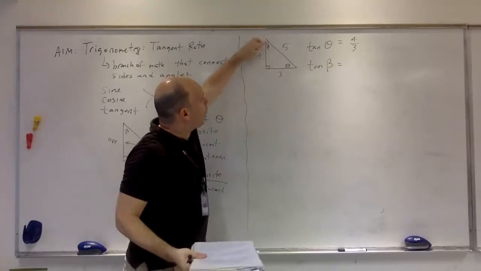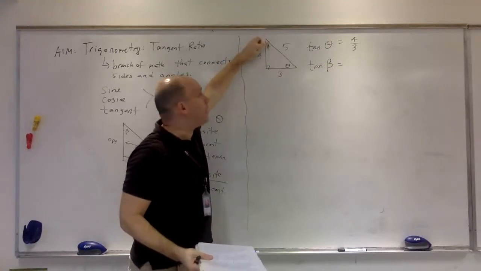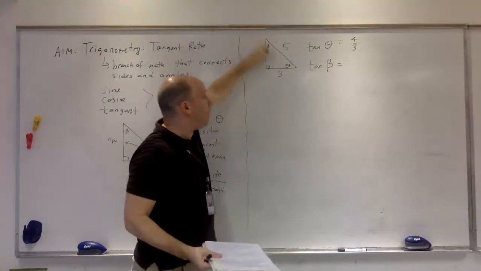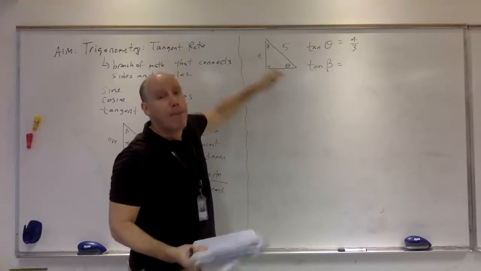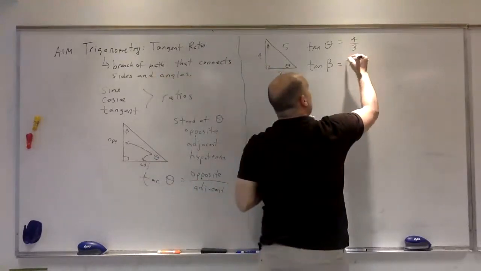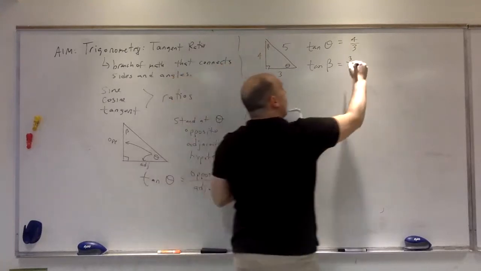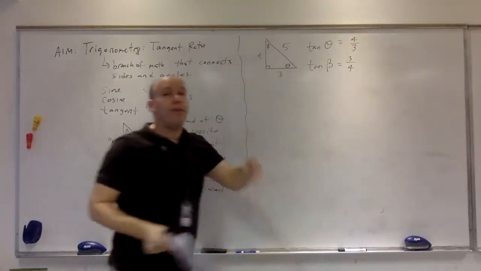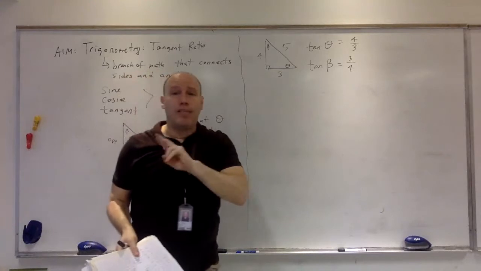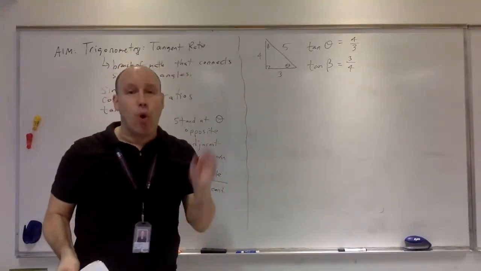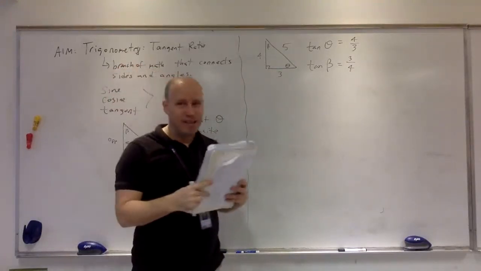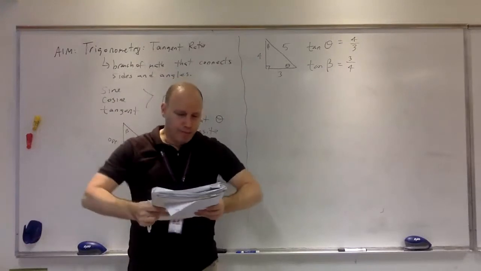If I'm standing over here, what's opposite beta? You say now opposite is 3, and adjacent, or next to, is 4. Once again, from the video, the hypotenuse is never opposite or adjacent, always the hypotenuse. Good.